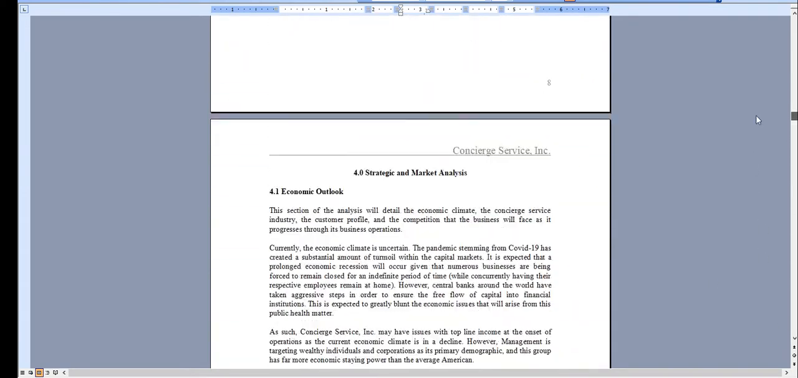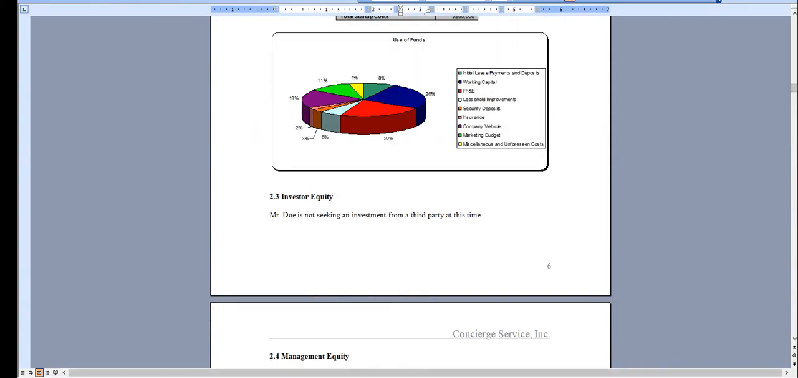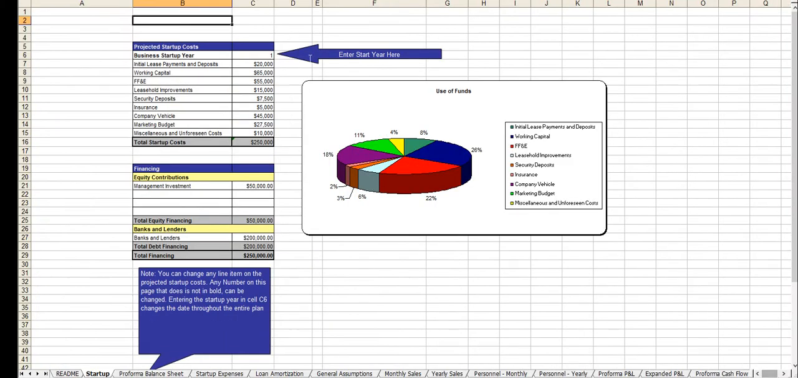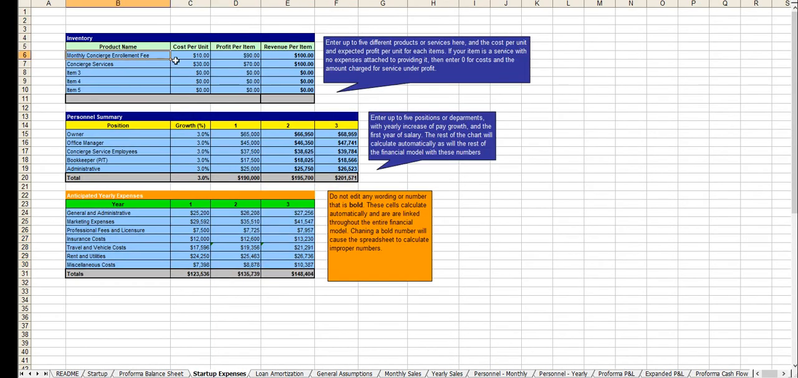Scroll back up for a moment. And this is the Excel model. Very easy to use. All the instructions are on each tab. Here you would adjust the amount of money you're looking to raise and how you intend to use those funds. From here, you enter in your revenue streams, and you can add additional ones if necessary. The positions you'll be hiring for and their salary, the underlying monthly expenses.